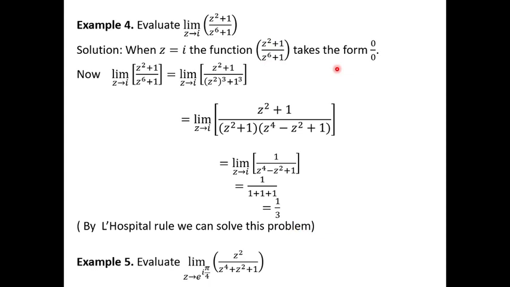This is one more problem. Limit z tends to e to the power of i pi by 4, z square divided by z to the 4 plus z square plus 1. Here we can put z equal to e to the power of i pi by 4. We can solve this problem also. Thank you.